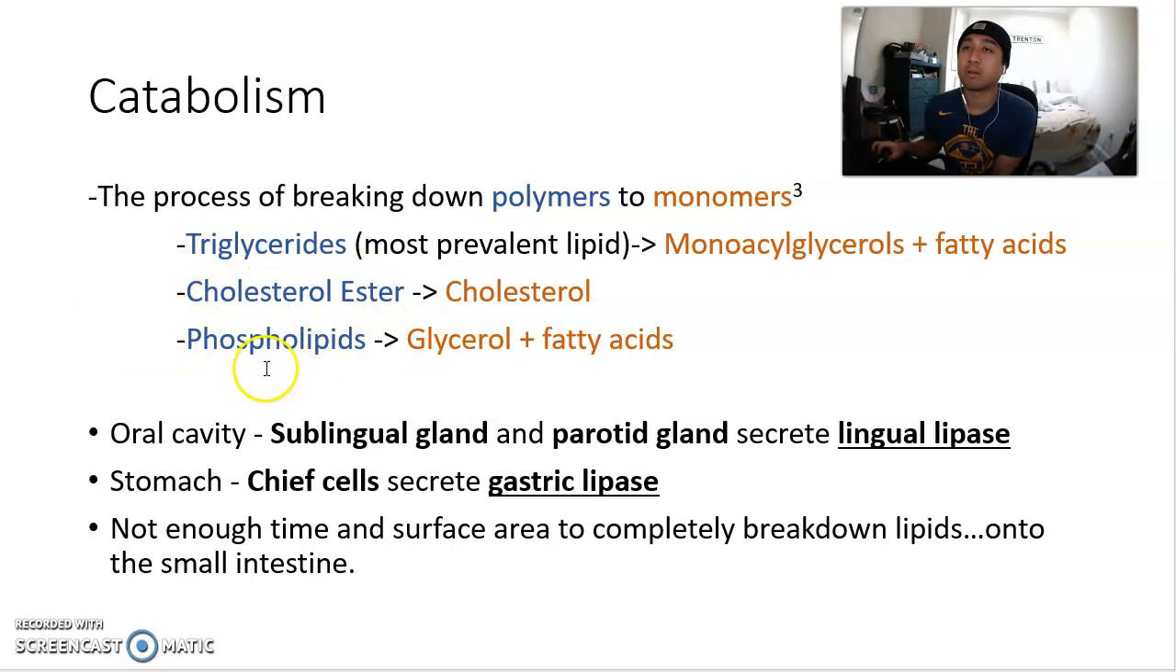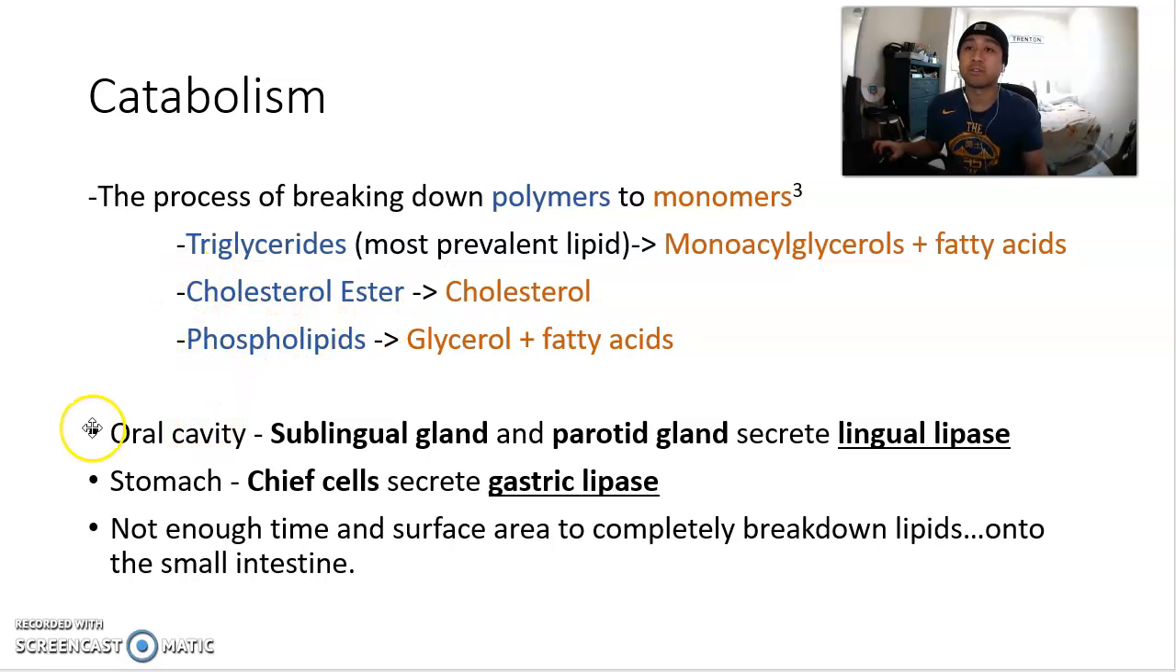Two less common polymers that we'll be ingesting are cholesterol ester and phospholipids. We're going to break down the cholesterol ester to simply cholesterol and phospholipids to glycerol and fatty acids. Now, the process of breaking down polymers to monomers is carried out through enzymatic activity through lipases. We have lingual lipase, gastric lipase, and pancreatic lipase, which we're going to talk about on the next slide, and two other lipases specifically for the two less common polymers.